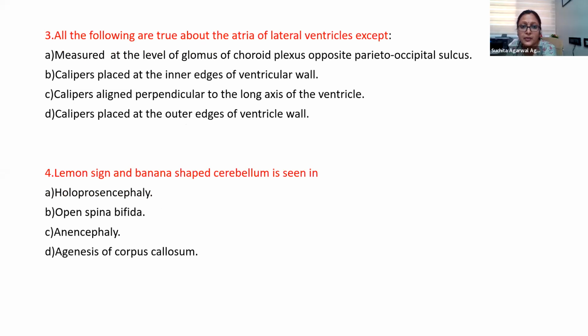All the following are true about the atria of lateral ventricles, except: it is measured at the level of the glomus of choroid plexus opposite the parieto-occipital sulcus. The calipers are placed at the inner edges of the ventricular wall. The calipers are aligned perpendicular to the long axis of the ventricle. Then calipers are placed at the outer edges of the ventricular wall. So all the following are true except one which is not right.